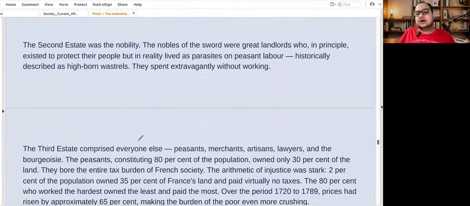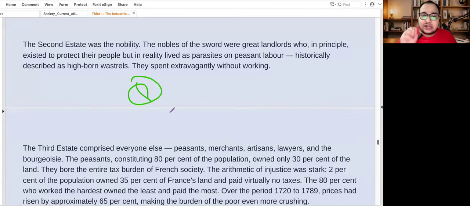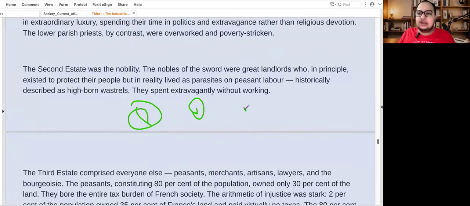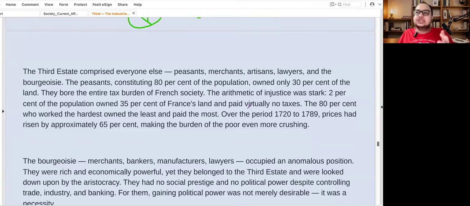And the third was comprised of everyone else who was working very, very hard, tirelessly: peasants, merchants, artisans, lawyers, and bourgeoisie. They were paying the maximum taxes. They constituted 80% of the population but owned only 30% of the land. And this injustice, the 2% of the population of France owning 35% of the property, is something you can see in the Oxfam report as well: 1% of the population having 40% of the property. So you can understand these things by keeping Indian society in your mind.